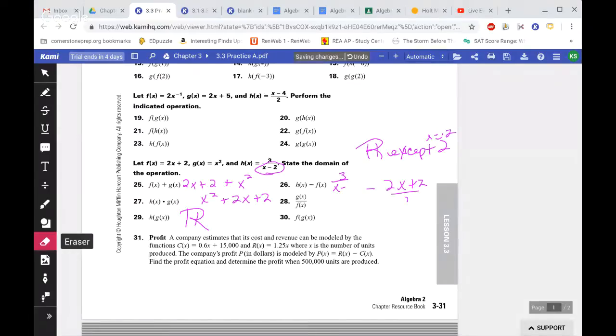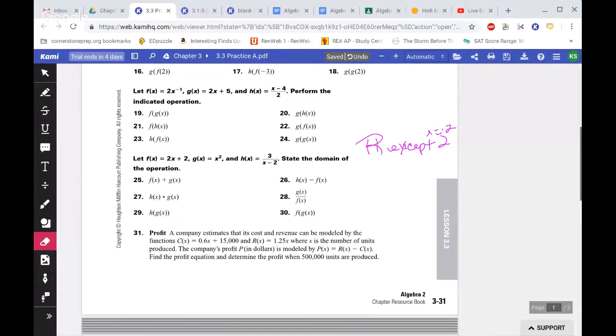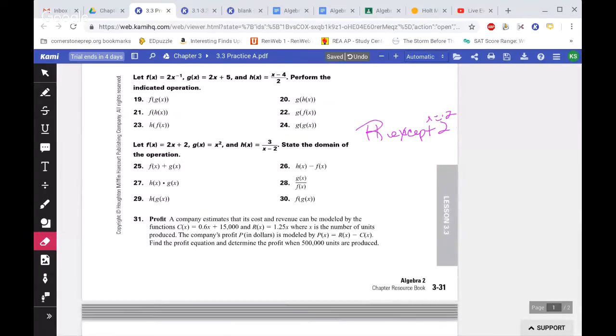Does that make sense? And that's really all you have to do for those, is state the domain. You don't really have to work them out. Actually, some of them you will have to work out, because when you do the combining, it's going to change what it would be. But for number 26, it's all real numbers except for 2. 27, multiplying, going straight across, it's going to be all real numbers except for 2.